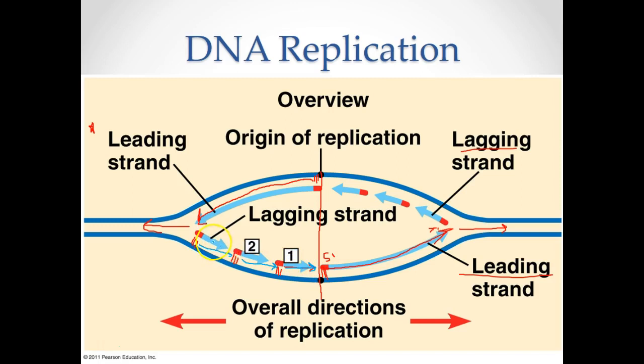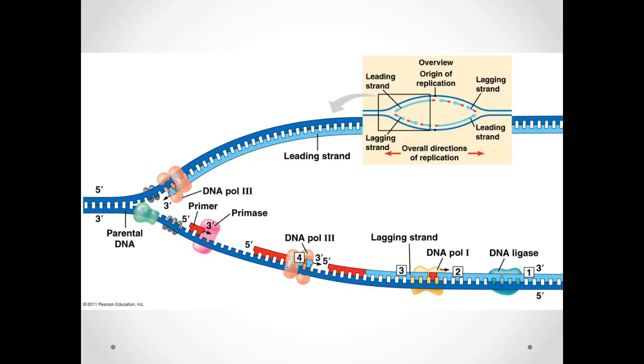Then DNA polymerase I will come in and pull these primers out, and will replace the primers with DNA nucleotides. And then once they replace them with DNA nucleotides, ligase comes in and, like I said before, will stitch these fragments together, or weld the fragments together into a continuous strand.